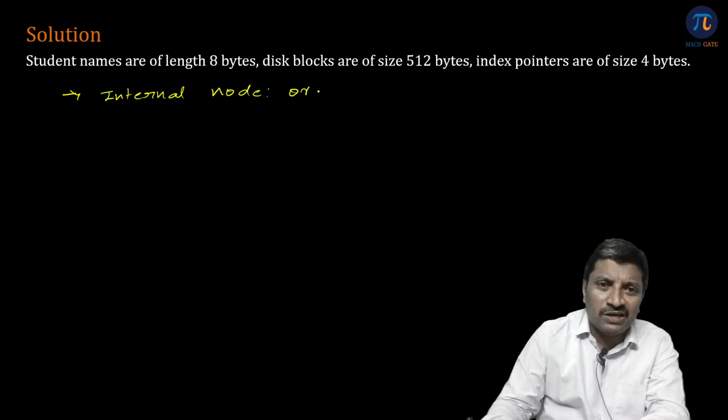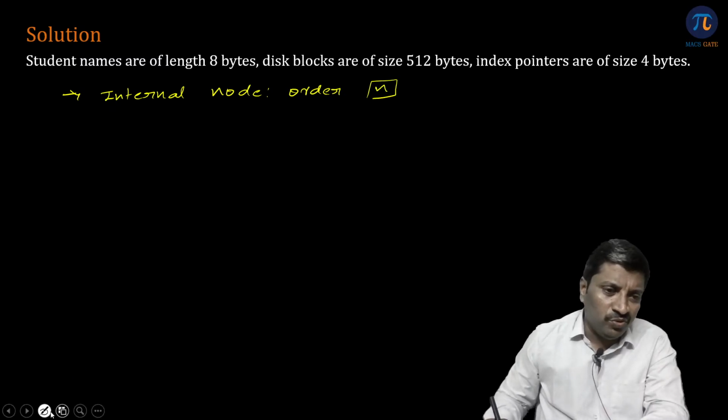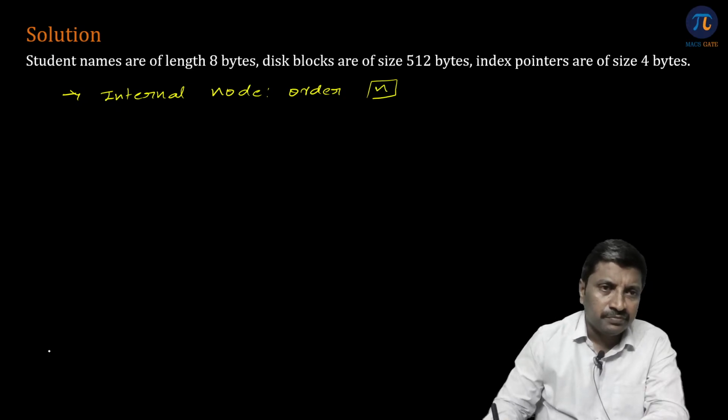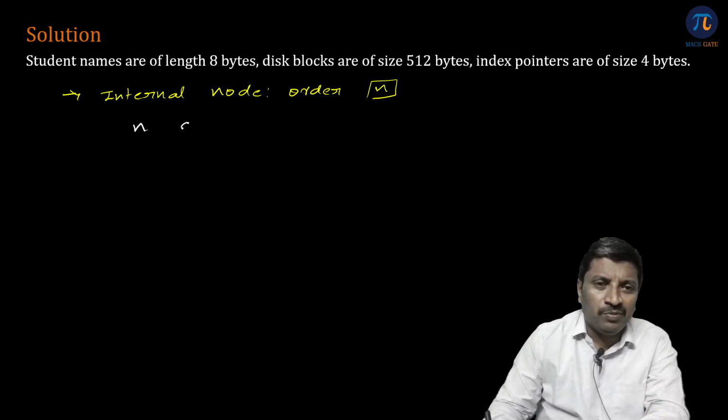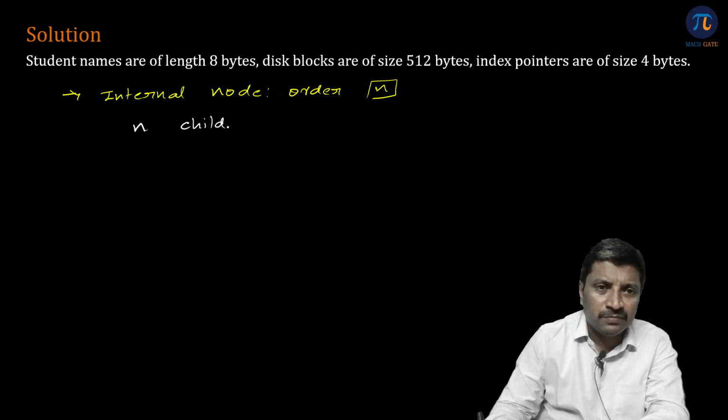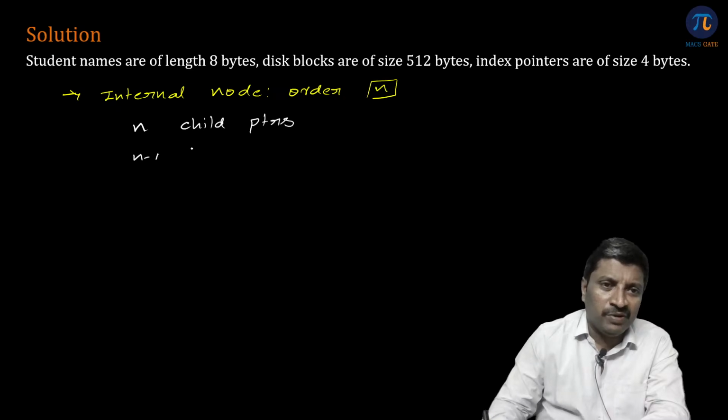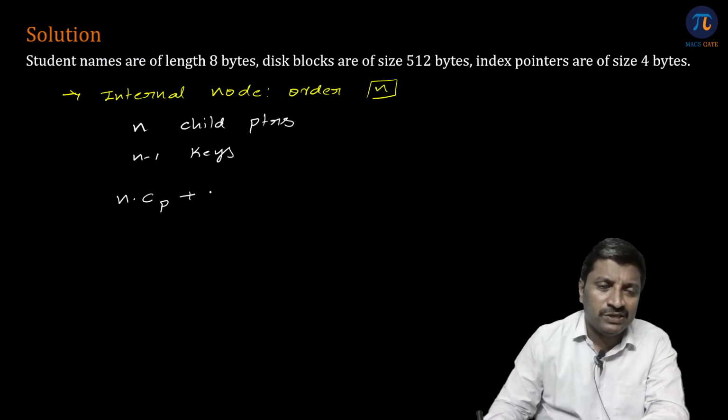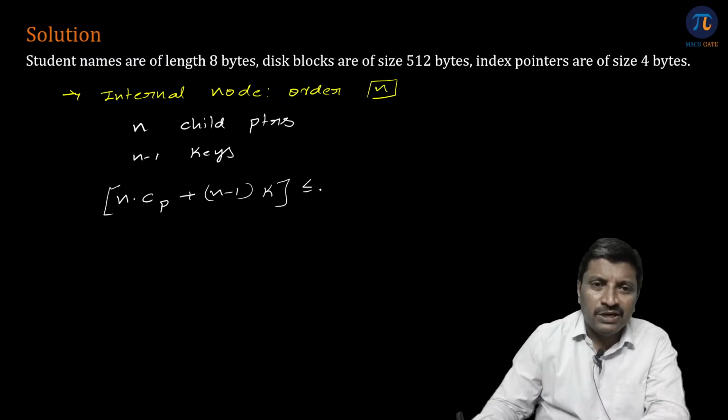Let us suppose the order is n. Whenever you assume order is n, there are n number of child pointers and n minus 1 number of keys. That's it. So what is the formula, sir? N number of child pointers plus n minus 1 number of keys. The sum of all these sizes must be less than or equal to block size.